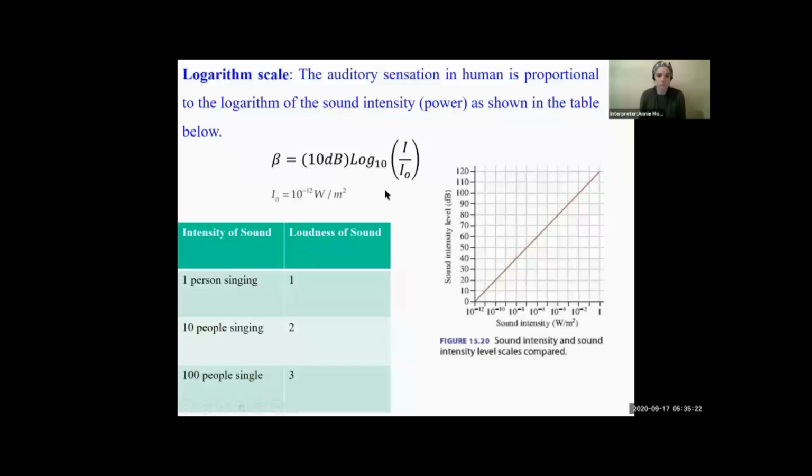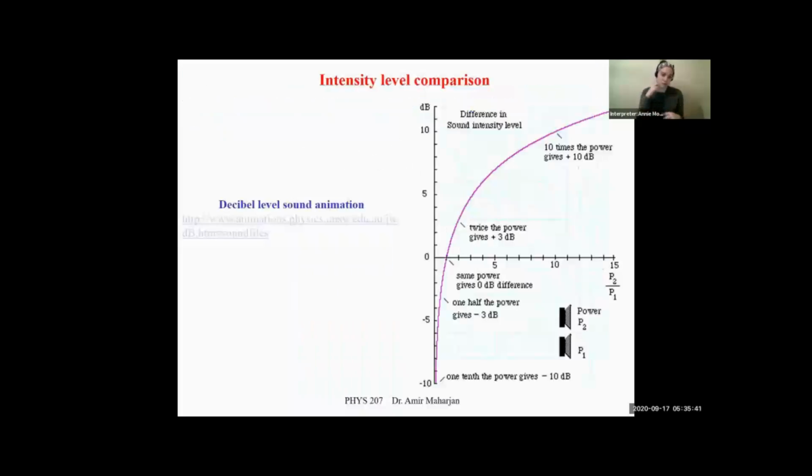It's just like bells, you know, one bell has how much intensity. That's how it originated. It's bells and decibels. So this is the unit for sound loudness, the intensity that the human ear can detect and distinguish. And it goes like this.